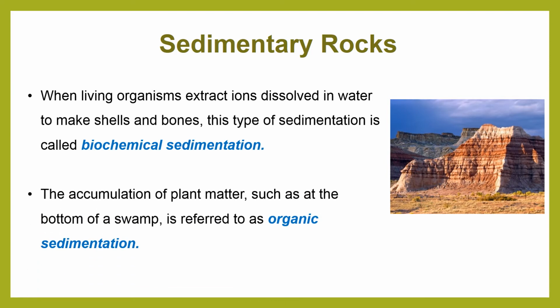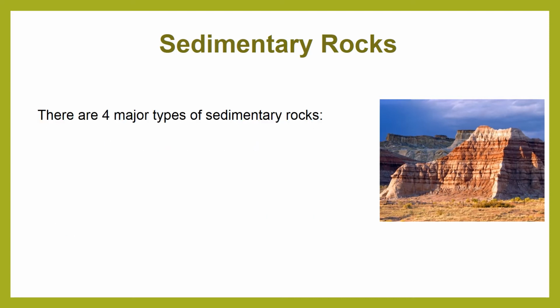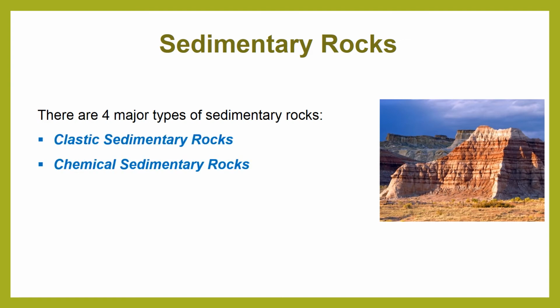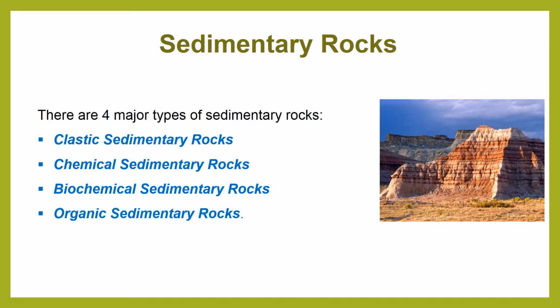The last type is accumulation of plant matter, such as at the bottom of swamps. We call this type organic sedimentation or organic sedimentary rocks. We have four major types of sedimentary rocks: clastic sedimentary rocks, chemical sedimentary rocks, biochemical sedimentary rocks, and organic sedimentary rocks.